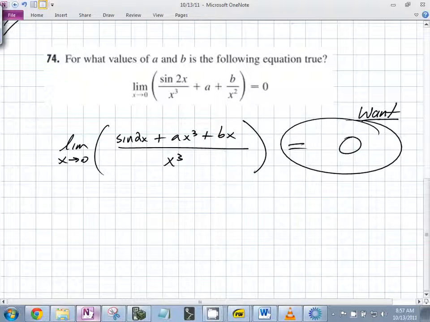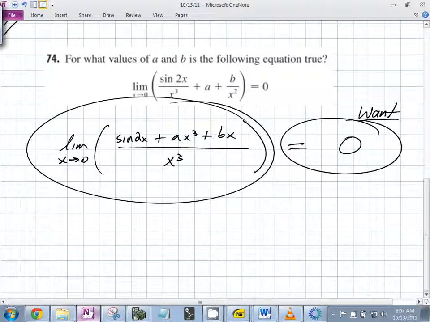Be very careful about how, if you want something to be true, you use both sides at the same time. We're only using one side right now. So we want that to equal 0. What rule now applies to this?